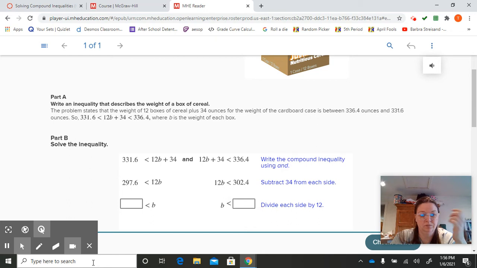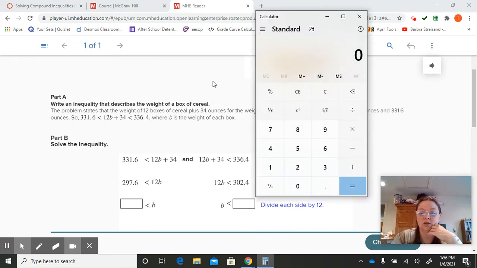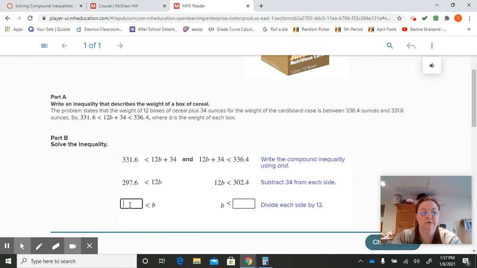I don't know what that is off the top of my head, so I'm going to open my calculator. And we have 297.6 divided by 12, 24.8.